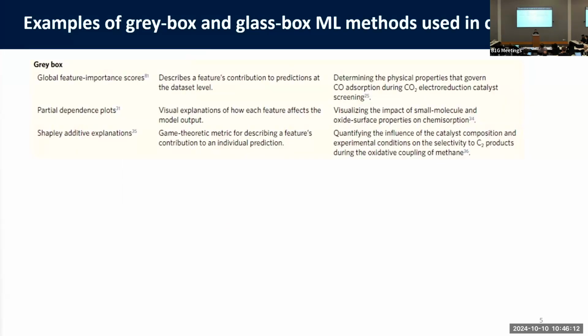Many of these methods have been used in the field of heterogeneous catalysis. For gray box methods, global feature importance scores, like feature importance for random forest, have been used for CO adsorption during CO2 electroreduction. Partial dependence plots show you the marginal contribution of a feature in a model and how that predicts the target output y. They've been used to look at small molecule adsorption on oxides. Shapley additive explanations are commonly used. It's a game theoretic metric to look at the feature contributions. That's looked at OCM, and I'll mention an example at the very end on alloys that used Shapley.